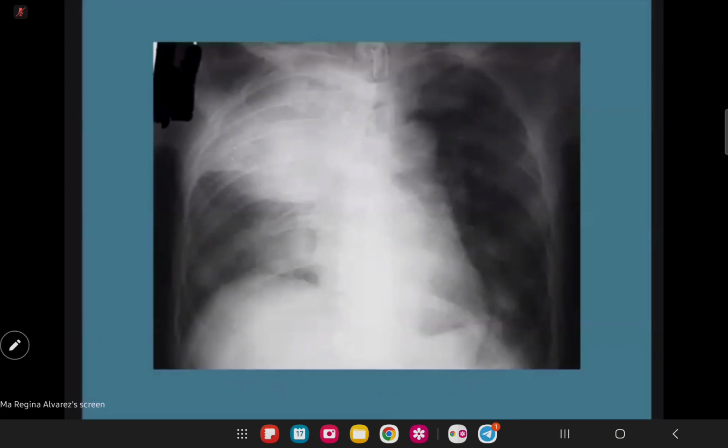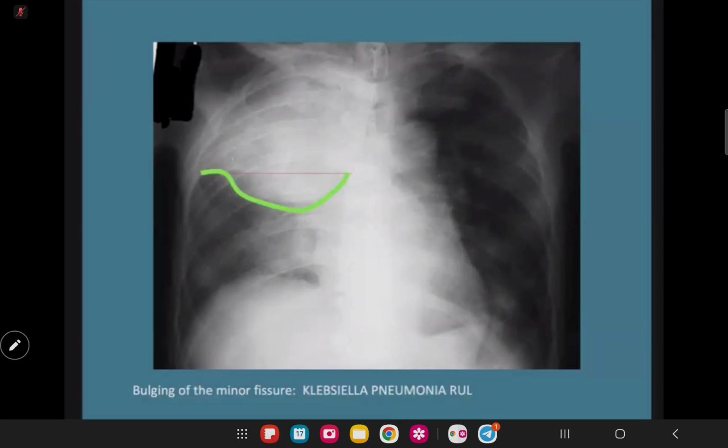So right, how do you describe this one? Right upper, no? Okay. So actually this one has a bulging of the minor fissure. So very specific na ni siya. Klebsiella pneumonia, but suffice it that it is a right upper lobe pneumonia.